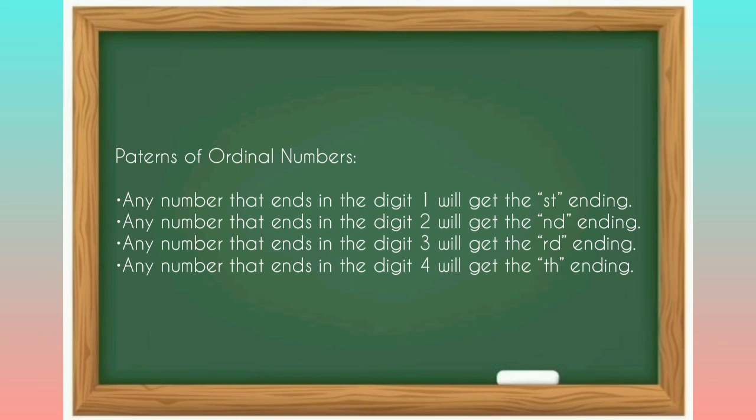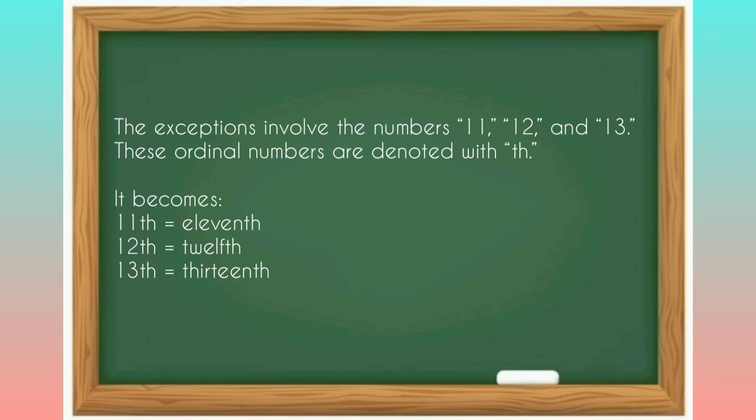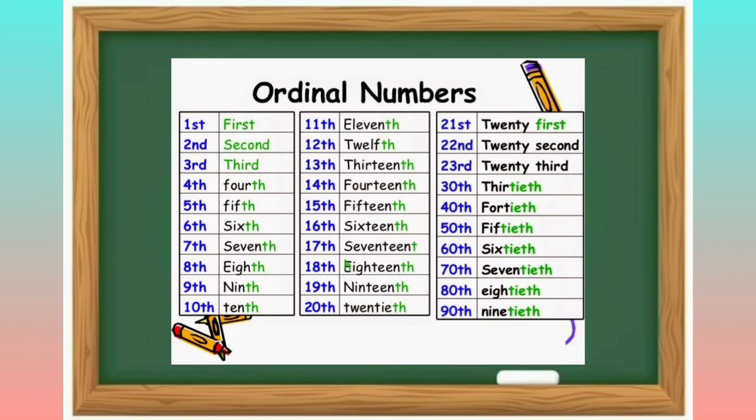But there are some exceptions that involve the numbers to read, for example, like 11th, 12th, and 13th. These ordinal numbers are denoted with the suffix th. So here is the table of the ordinal numbers, I mean.